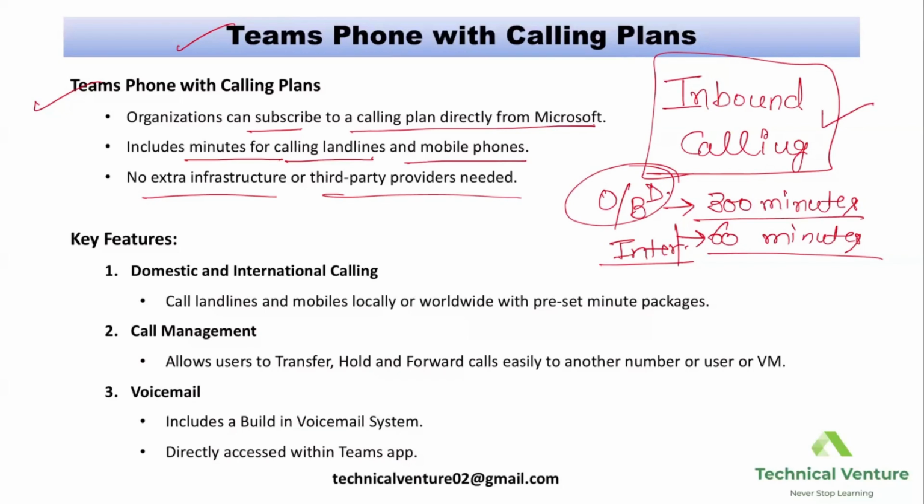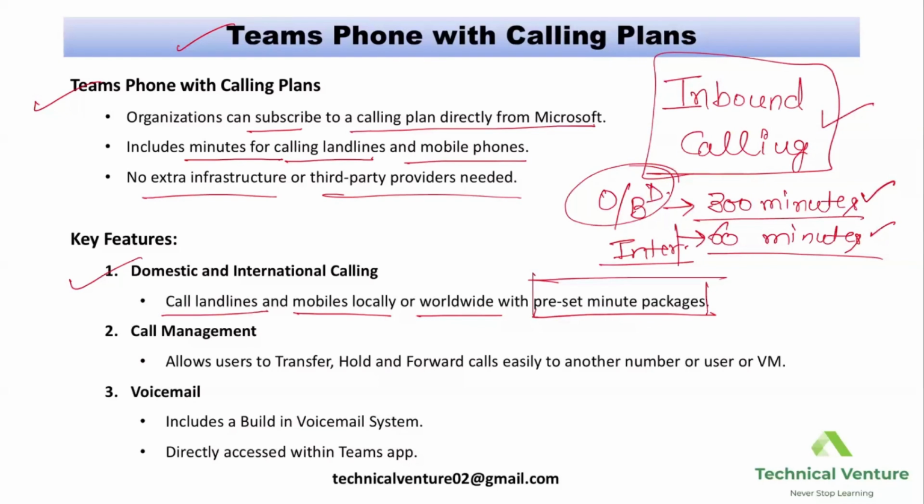So here, as you can see, the first key feature, that's what I discussed, is domestic and international calling. Call landlines and mobiles locally or worldwide with preset minute packages. These are the preset 300 minutes and 60 minutes. It's just an example as of now.